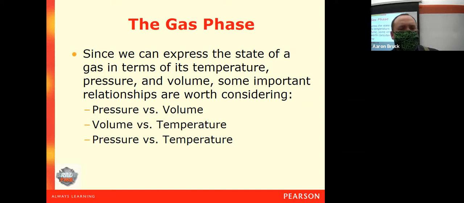So in particular, we are going to look at three different relationships. We're going to look at the relationship between the pressure of a gas and its volume. We're going to look at the relationship between the volume of a gas and its temperature. We're going to look at the relationship between the temperature of a gas and the pressure of that gas.